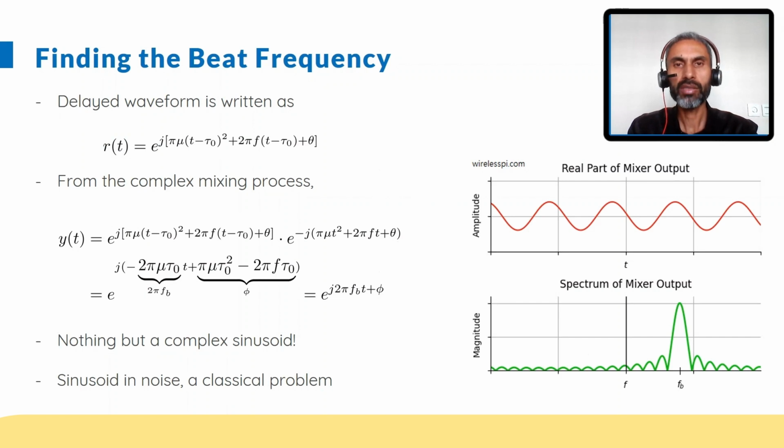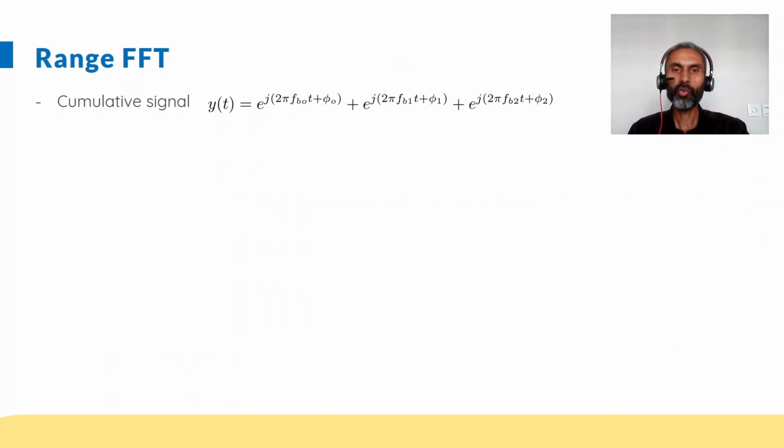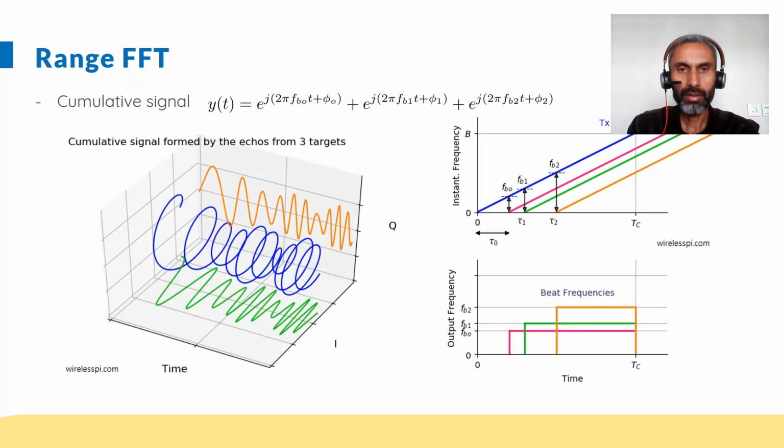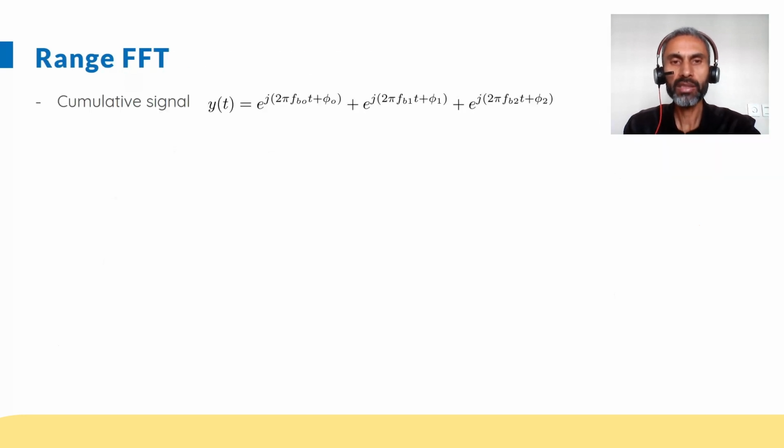Because in the environment it's not necessary that only one target will be present. There can be many different targets. So for example, if there are multiple targets, the cumulative signal, remember, in the case of a single target, the waveform was given by e raised to the power j(2 pi f_b t plus phi). So for multiple targets, it will be f_b0, f_b1, and f_b2. We have three different targets in this case, and the cumulative signal is given by this expression.